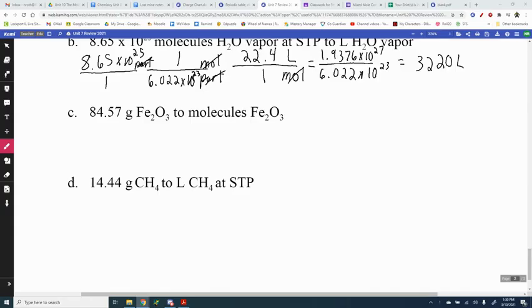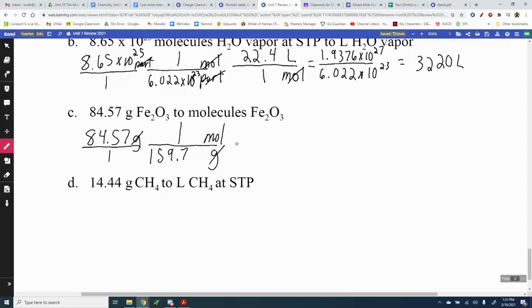All right, so next we have 84.57 grams of Fe2O3 to molecules. So we put our given, 84.57 grams. We do that over 1. We do our conversion factor. Grams goes on bottom, so it cancels out. Our first conversion factor is always to moles. Okay, 1 goes in front of moles. The molar mass of Fe2O3 goes in front of grams, and that is 159.7. Grams cancels out. We're left with moles.